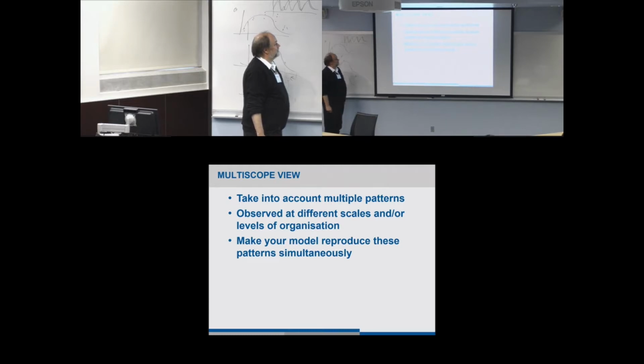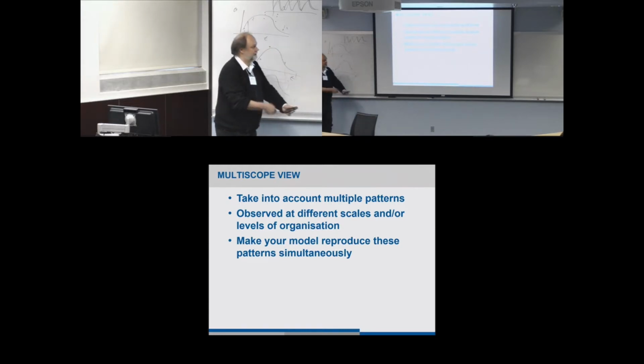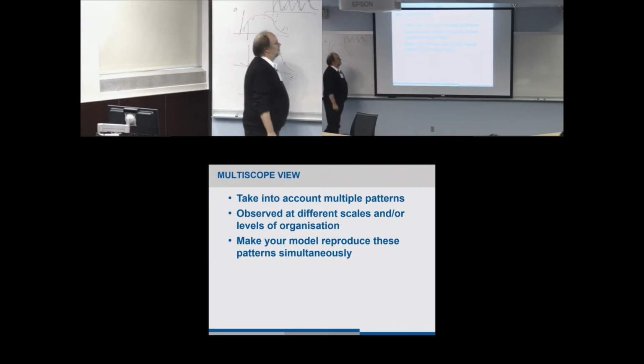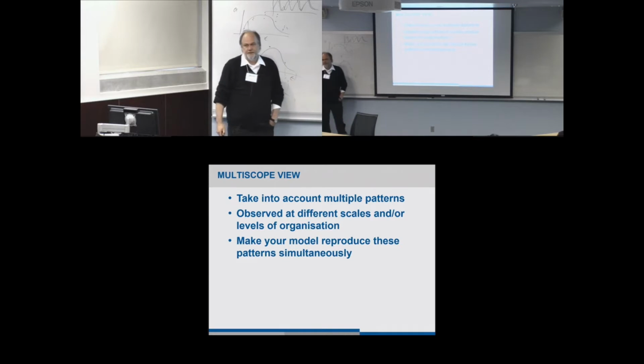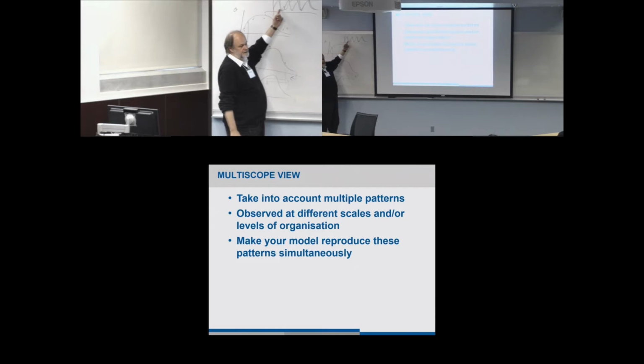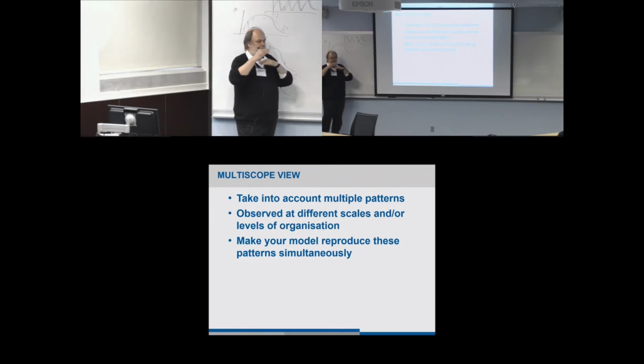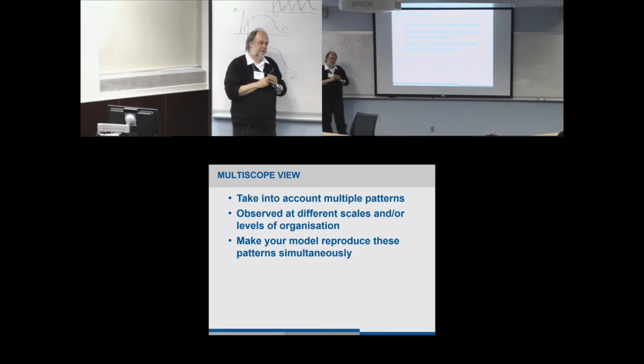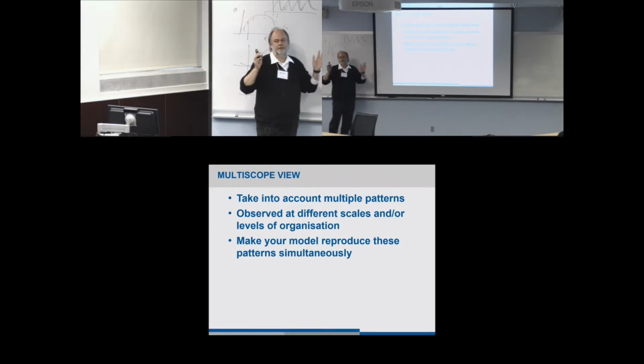So multiscopic view is a kind of an artificial word. Instead of microscope or macroscope, you have a multiscope. Take into account multiple patterns, observe the different scales and levels of organization, and try to make your model reproduce these patterns simultaneously. And pattern does not have to be something as striking as this. It could be just that your variable of interest is within certain ranges. Or in one specific situation, you have observed a response of your system to a disturbance. You know it recovered after 7 days.